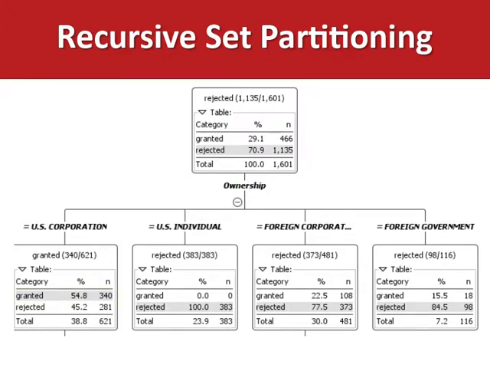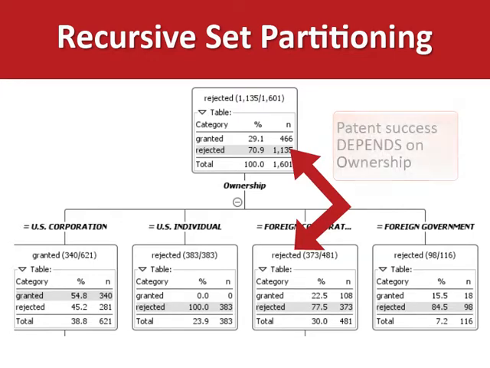If, on the other hand, the ownership equals U.S. individual, then in our data set we have, in fact, 100% rejected on a fairly large sample of 383 applications. Now, keep in mind that this data is completely made up, but it doesn't really matter. You can see how, depending on the value of ownership, we get very different probability estimates than in the root node. That is, our conditional probabilities based on ownership are different than our a priori probabilities.